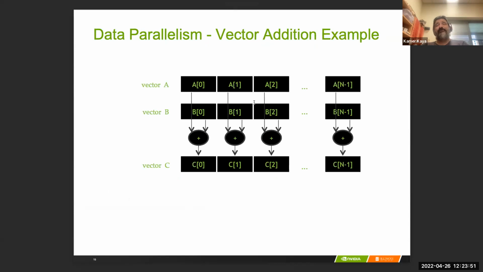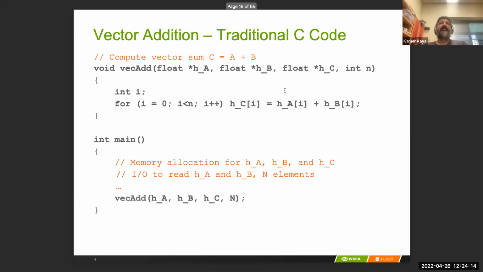Okay, so the vector addition example. How do we do it? So that's the question now. And we will see some examples, some sample CUDA codes to do it. So we have two vectors, A and B. We want to add them and have C. Okay, so this is the operation that we want to do.